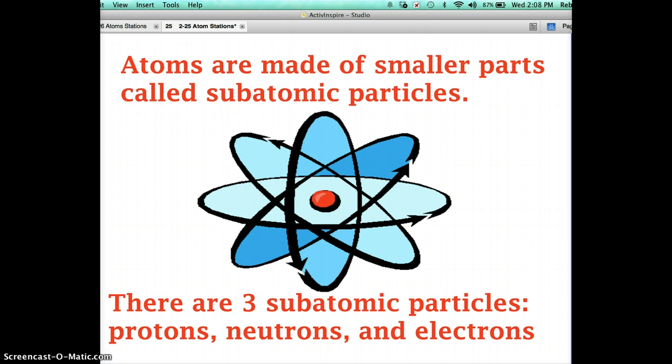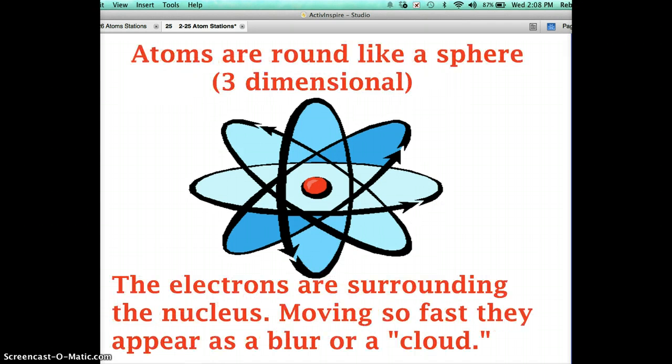So first up, the atoms are made of smaller parts. There are 3 main subatomic particles. There's the proton, the neutron, and the electrons. Protons and neutrons are located in the nucleus of the atom, the center. It's very dense. Outside of the nucleus, the electrons zip around in orbits, and they move so quickly that we usually call it an electron cloud to describe their motions.